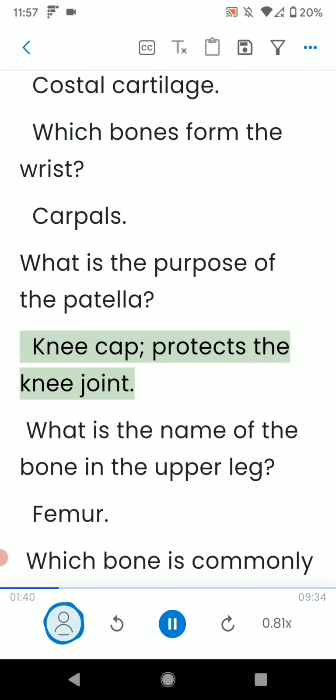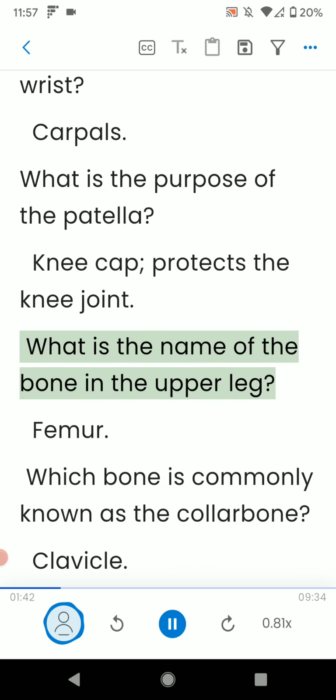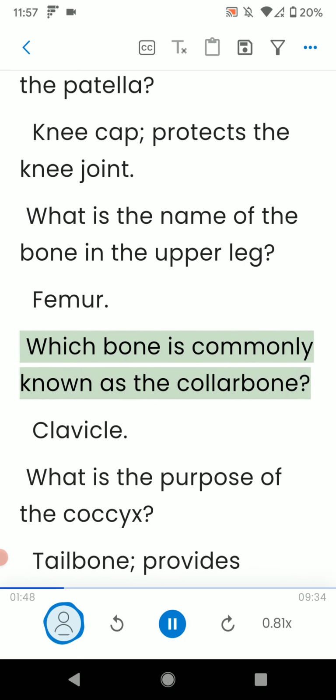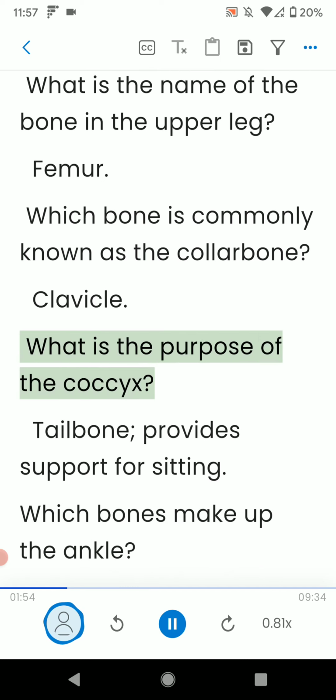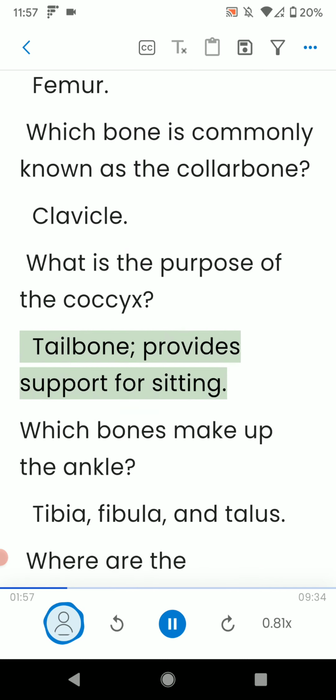Kneecap. Protects the knee joint. What is the name of the bone in the upper leg? Femur. Which bone is commonly known as the collarbone? Clavicle. What is the purpose of the coccyx? Tailbone. Provides support for sitting.